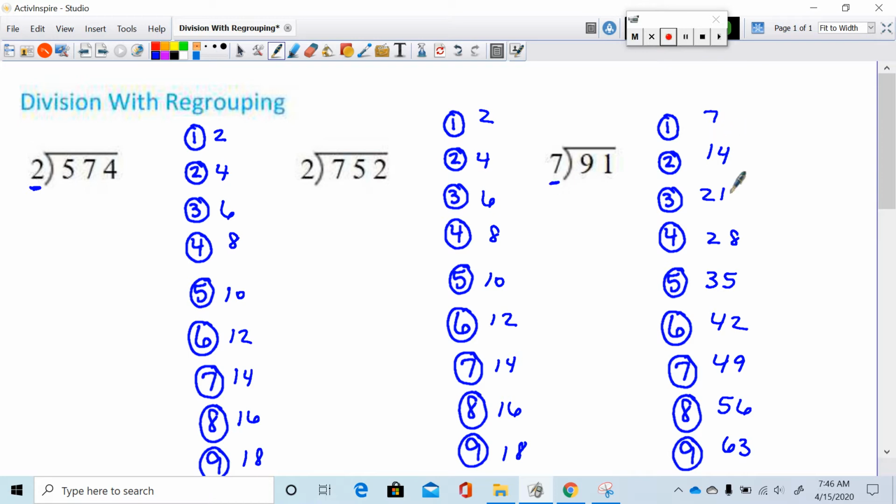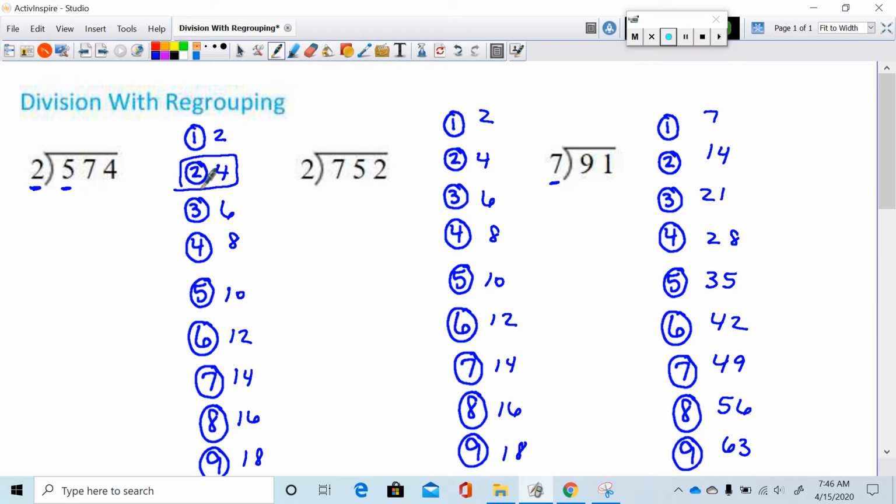You start with that number and add it each time. So 7 plus 7 is 14, 14 plus 7 is 21. And you continue all the way until you get to 9. Now you look for the number underneath, the 5. Okay, you want the number that's the closest to that without going over. So it would be this number right here, because 4 is closest to 5 without going over.